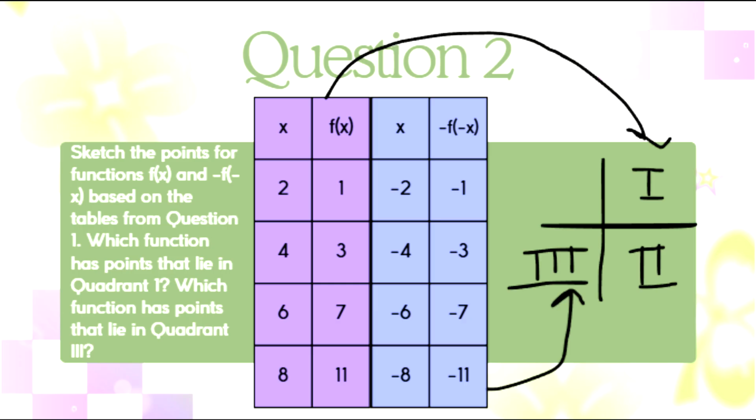Sketch the points for the functions f of x and negative f of negative x based on the tables from question 1. These are the same tables from before. Which function has points that lie in quadrant 1? Which function has points that lie in quadrant 2?